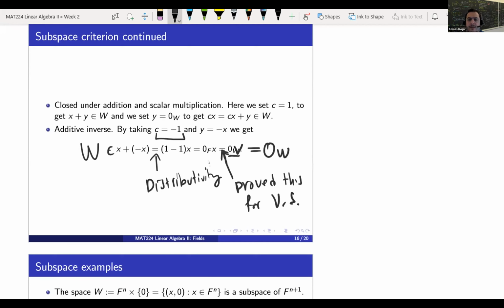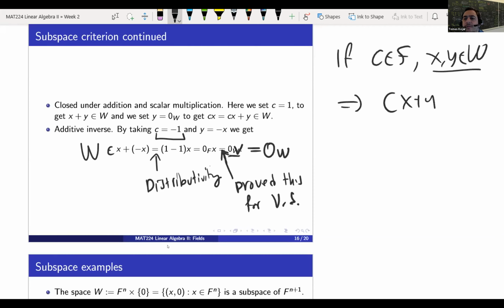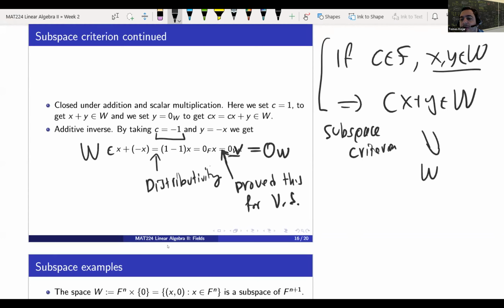Right, so let's be a little bit careful. The statement was, if C is in the field and X, Y are in W, not in V, but in your subspace, then you have closure. That was the assumption. Okay, that's the criterion. That's the subspace criterion. So if you know this, you get that W is a subspace. So yes, you can set X and Y and C to be any elements from W.